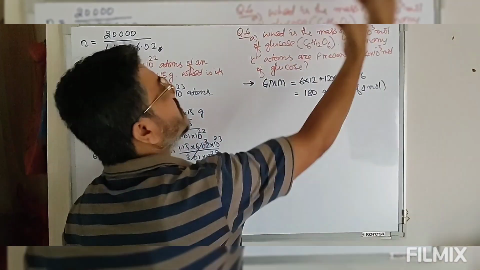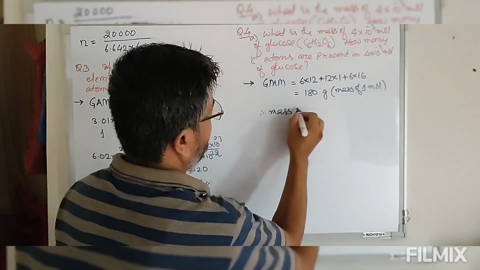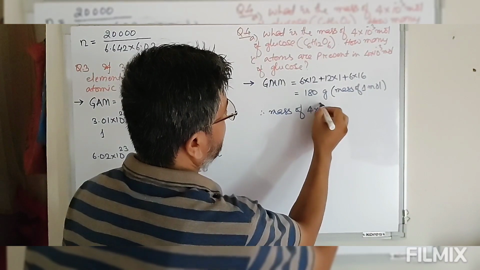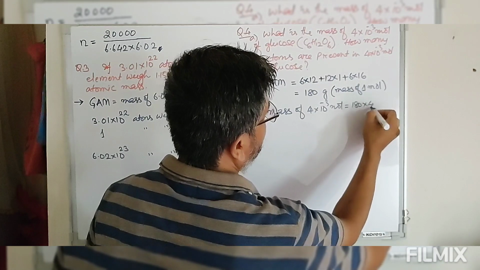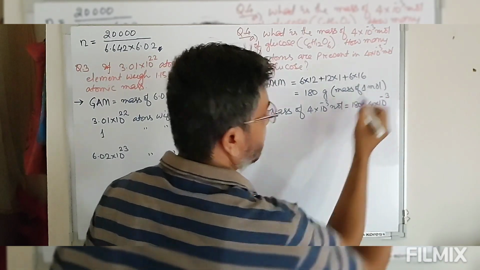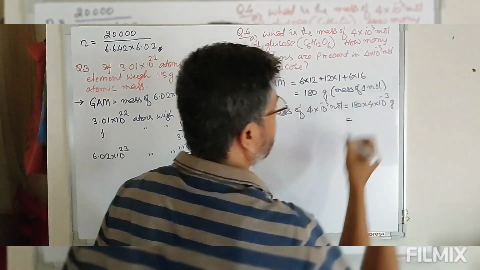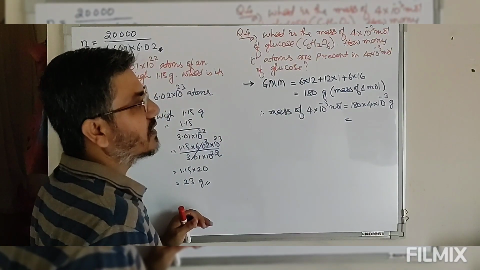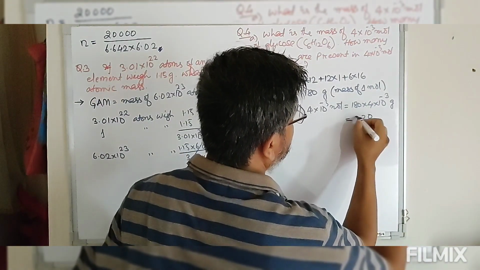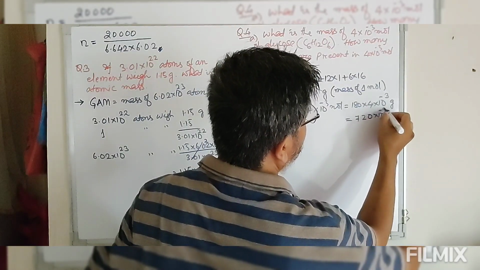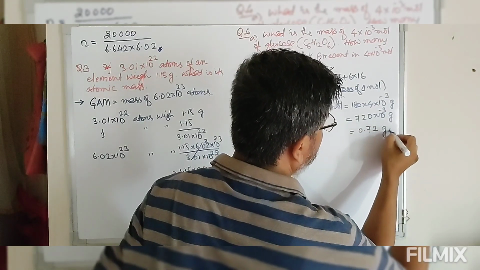Now the question says, what is the mass of 4 into 10 power minus 3 mole? So therefore, the mass of 4 into 10 power minus 3 mole will be equal to 180 into 4 into 10 to the power minus 3. So this is the mass of 4 into 10 power minus 3 moles of glucose. So this is 0.72 gram.